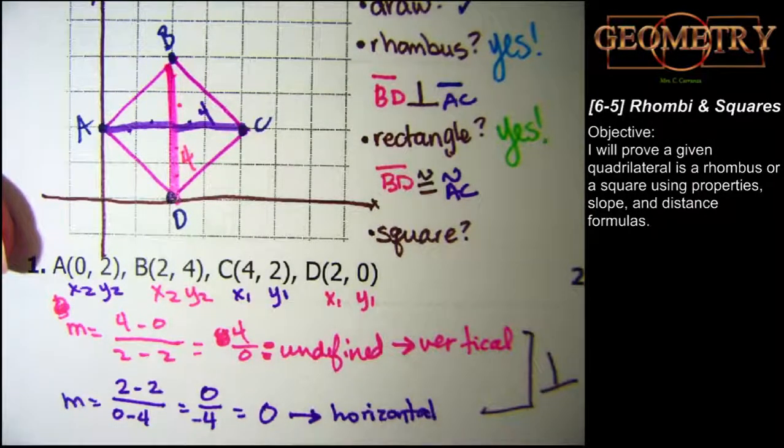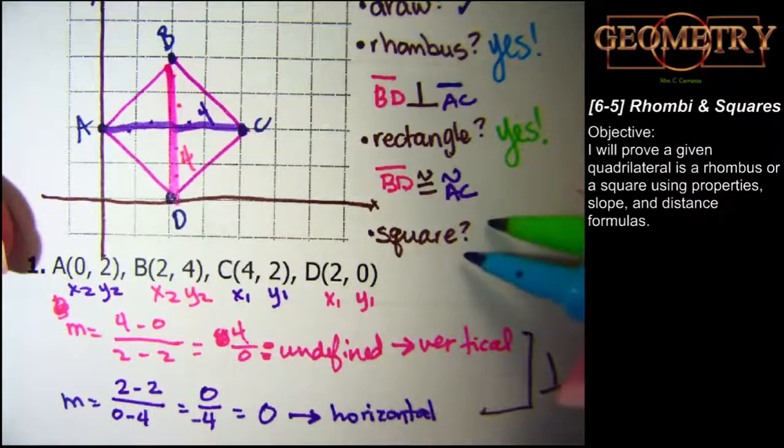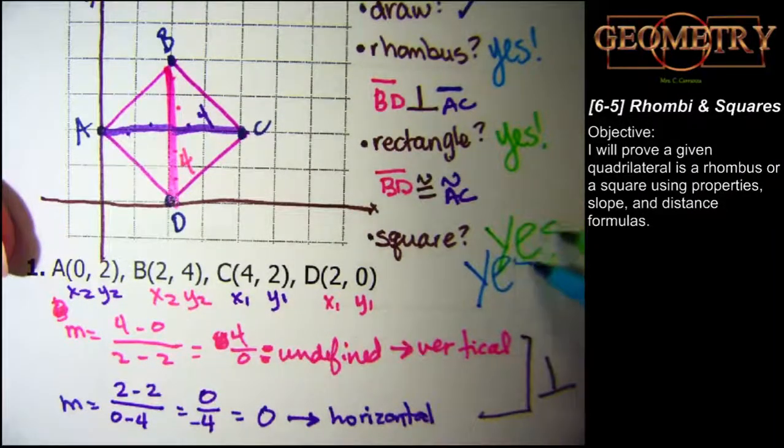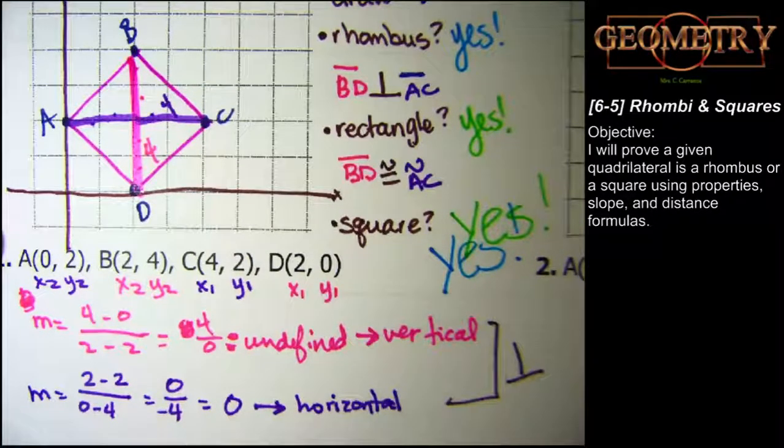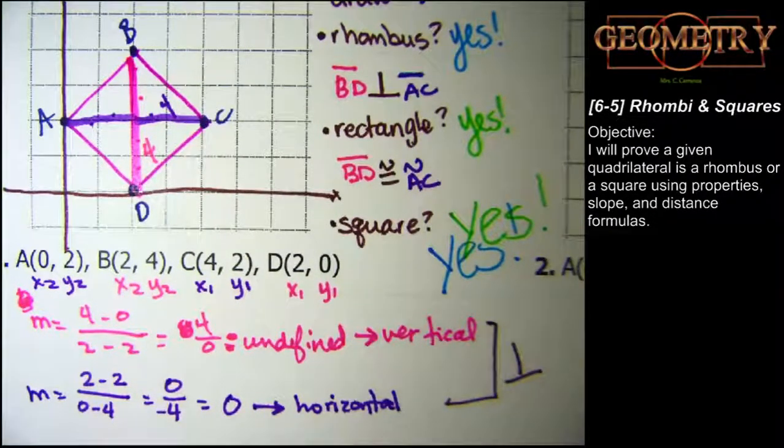Is it a square? Why? Because it's a rhombus and a rectangle. Because I got a yes on rhombus and on rectangle. So therefore, it's all of the above.